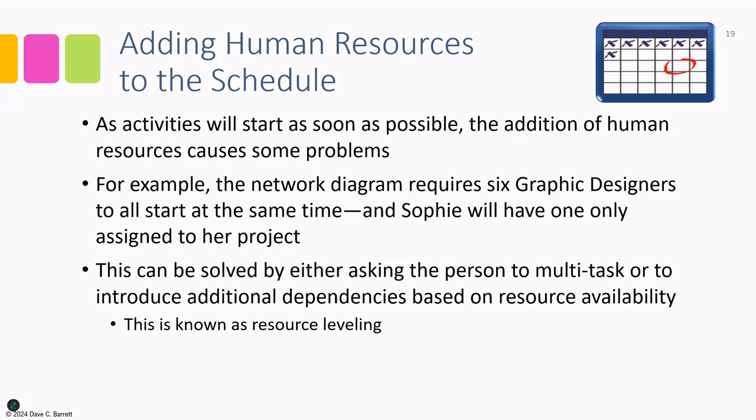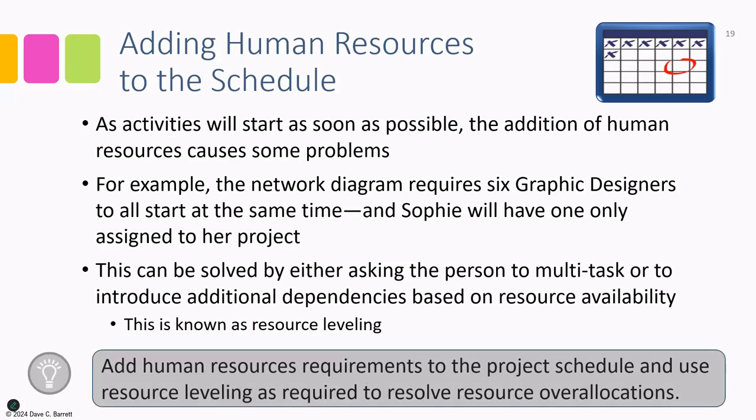Or, and this is often done in this case, introduce additional dependencies based on the resource availability. So we now have dependencies in our network diagram that are not just based on the work, but based on the resources that are available. This is known as resource leveling. So key idea: add human resources requirements to the project schedule and use resource leveling as required to resolve overallocations.